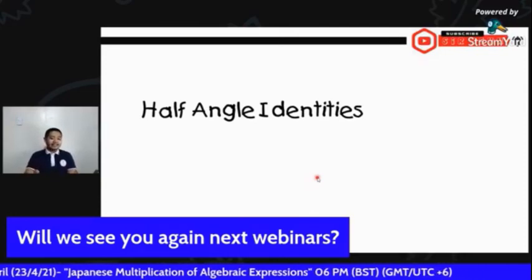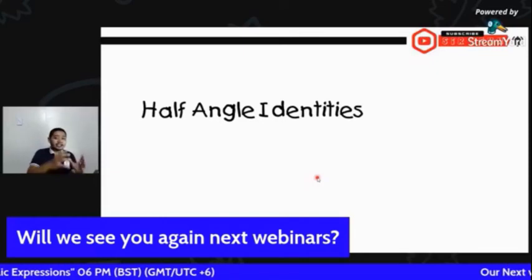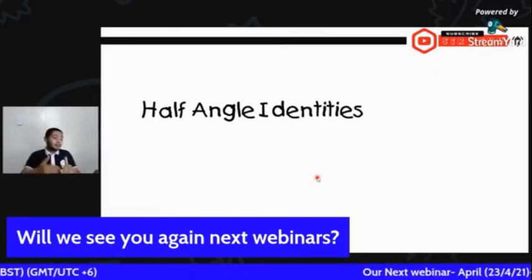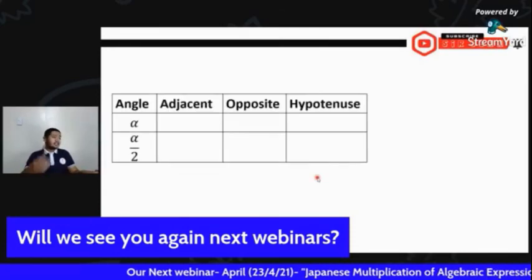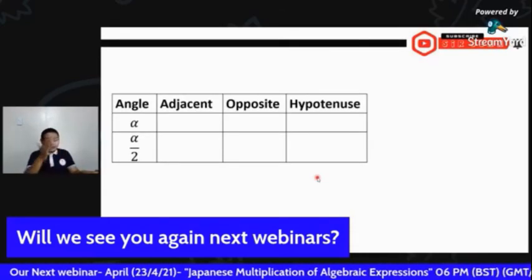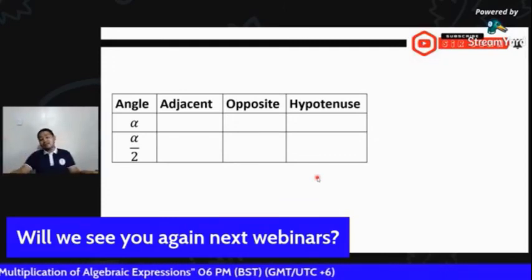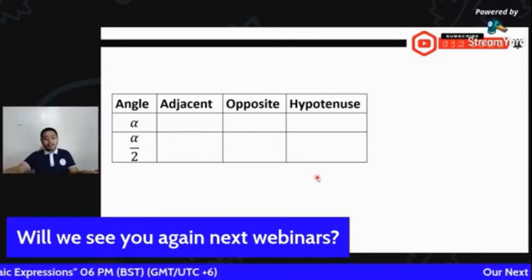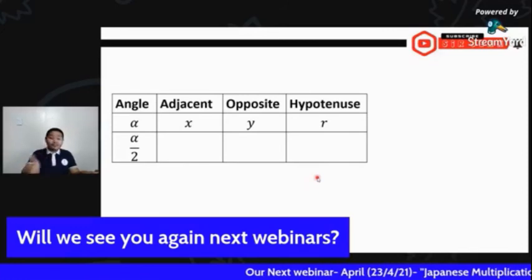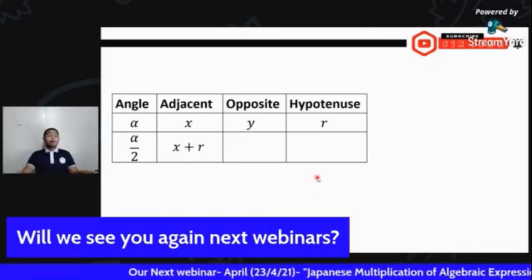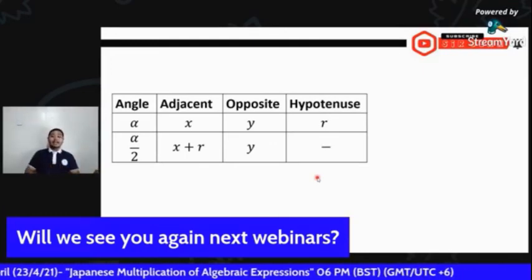For half-angle identities, it is somehow different. The process here is somewhat different from the first three. Let me show you why it is different. Say for example, the adjacent side of a given angle is x, the opposite side of a given angle is y, and the hypotenuse of a given angle is r. The adjacent of half of that angle will be x plus r, the opposite will be just the same, and for the hypotenuse, we will just simply use the Pythagorean theorem.